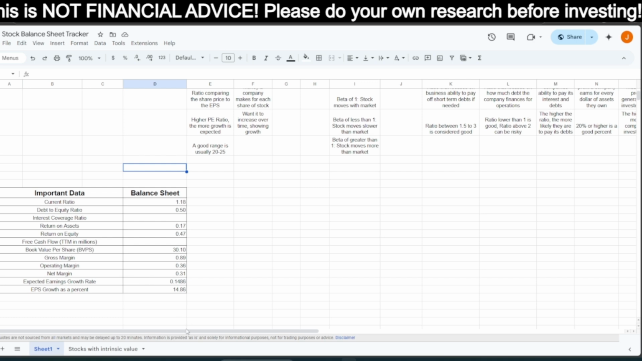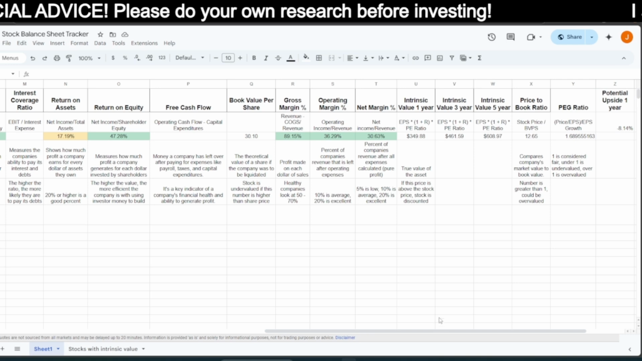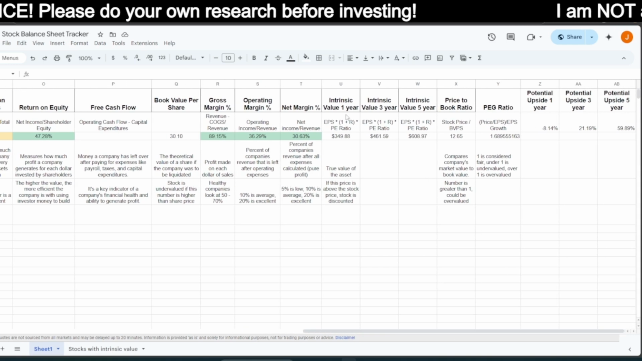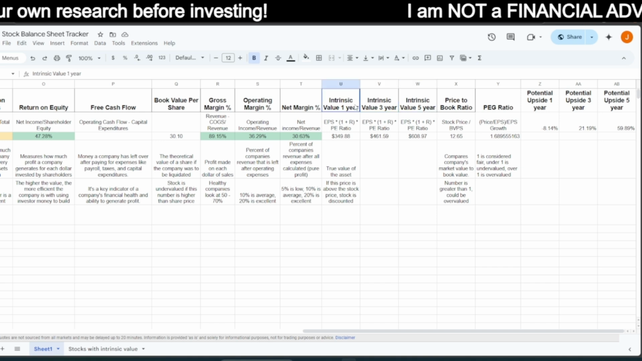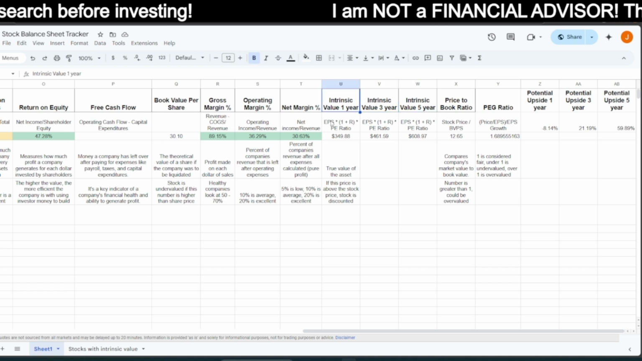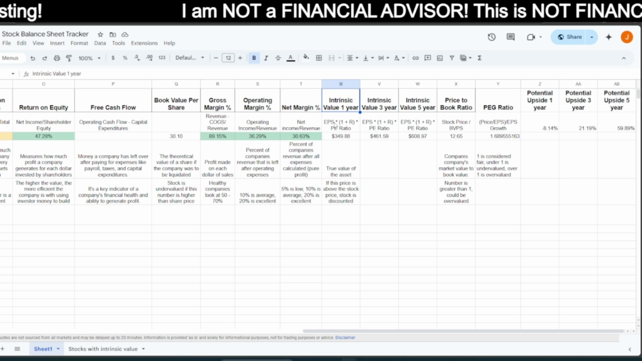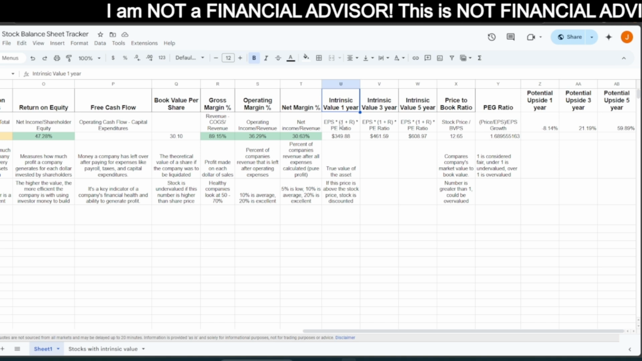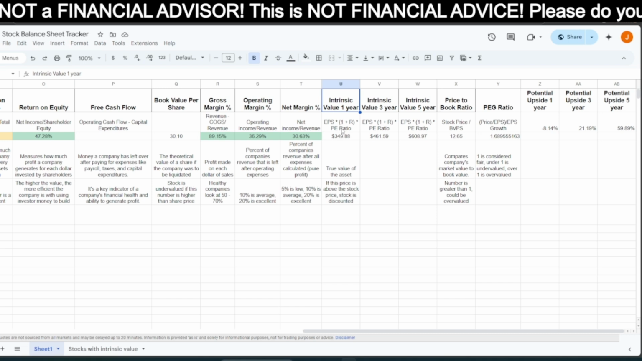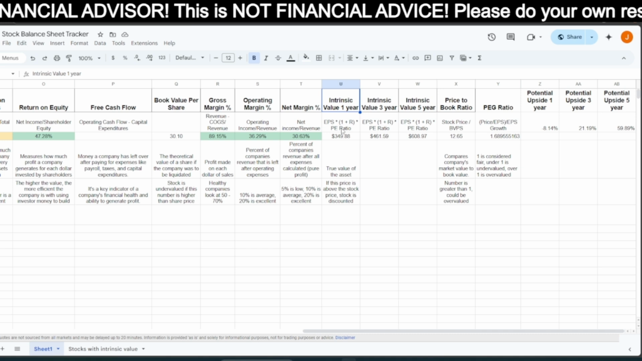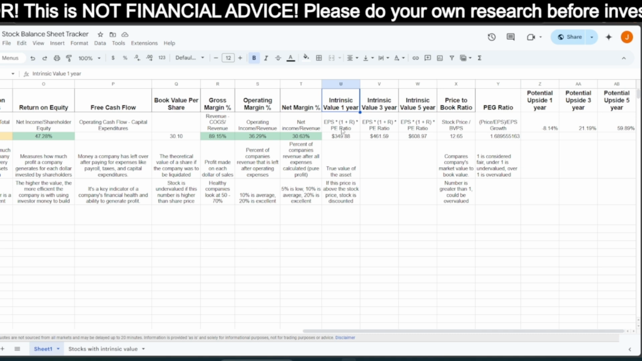What comes into play is these last couple of columns, which focus on their intrinsic value 1 year, 3 years, and 5 years out. And this is the formula for where I get these values from. You take your earnings per share, multiply it by what's expected of their growth over the next couple of years, and also multiply it by their PE ratio. That's what we're looking at in terms of intrinsic value, and it's looking at how they're going to continue to grow.